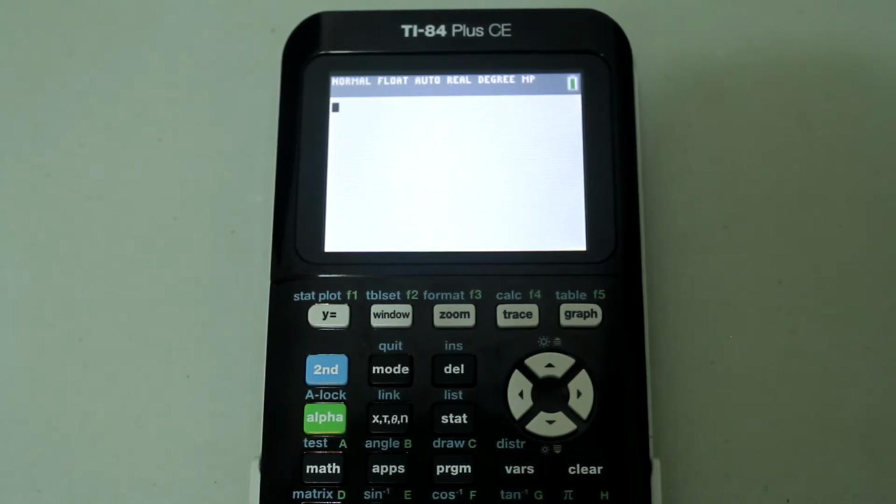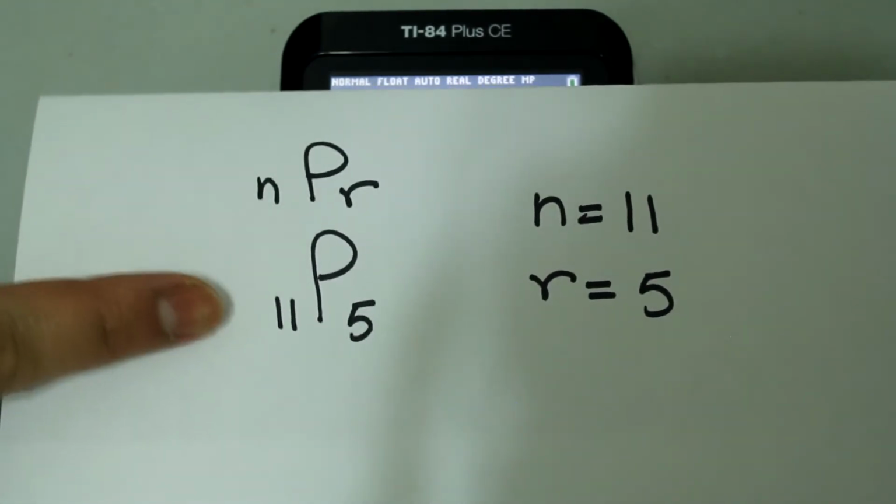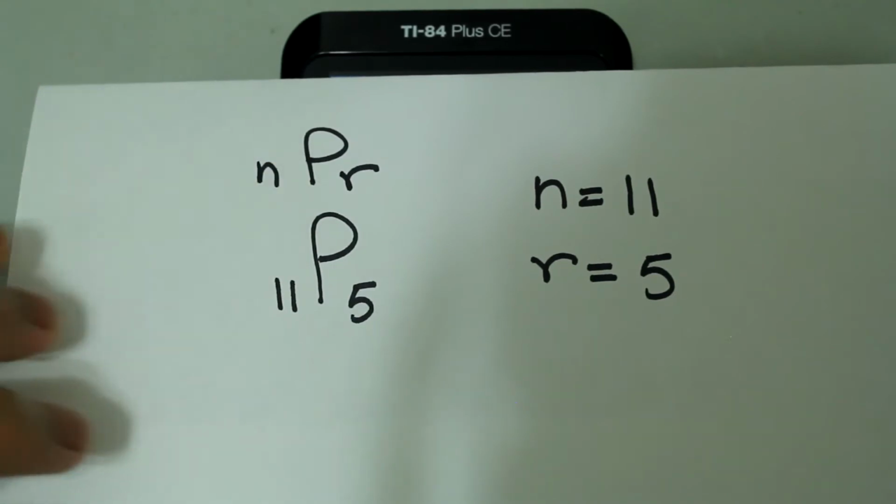A permutation is a selection of objects where the arrangement or order matters. For example, if we want to figure out the possible number of arrangements of 5 objects from a set of 11 objects, the permutation would be written in this form, where 11 is the n value and 5 is the r value.